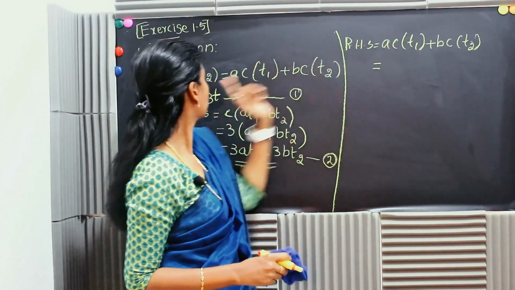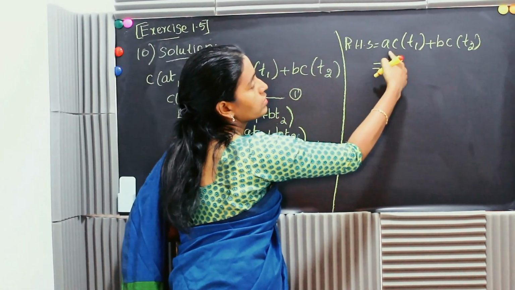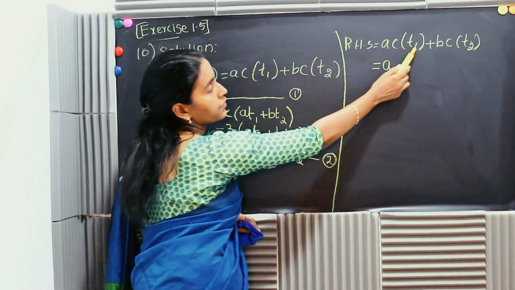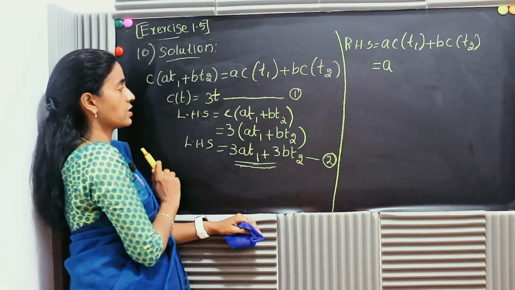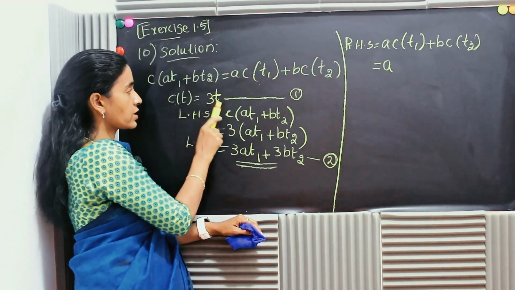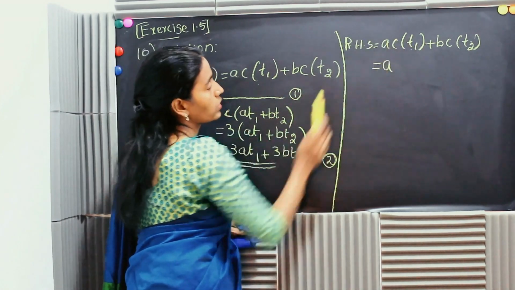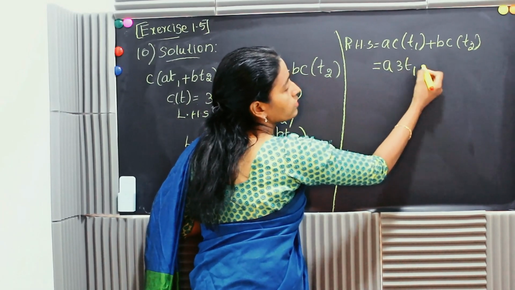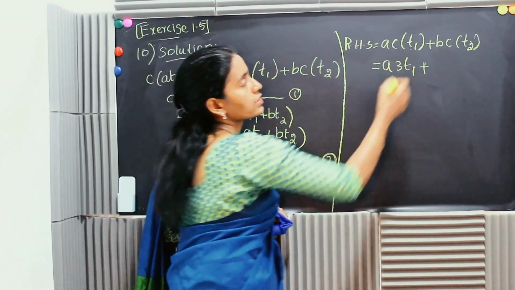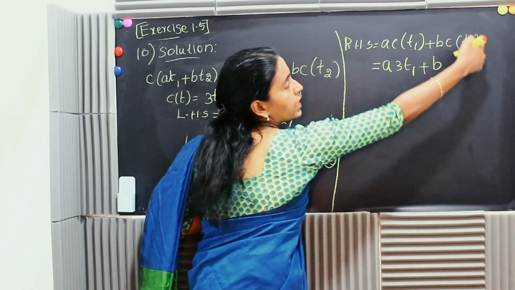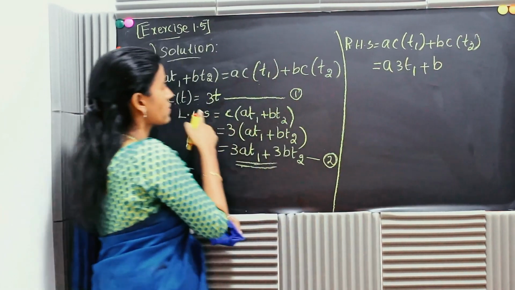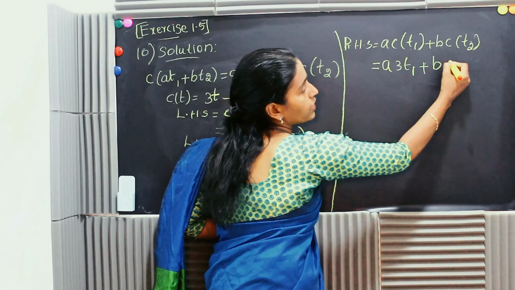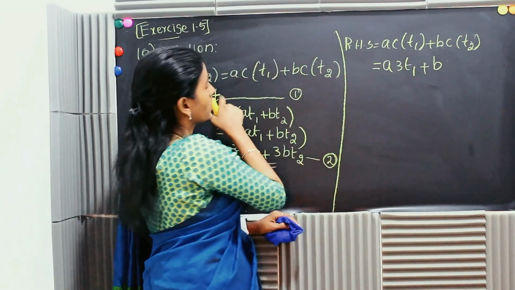We can write a here, C of t1. Here we are having t1. Here we are having t. So, C of t value is 3t. So, how can we write C of t1? We can write 3 t1, right? 3 t1. And we can write this one. We are having this value, right? C of t value is 3t. But instead of t, we are having t2. So, we can write 3 t2.